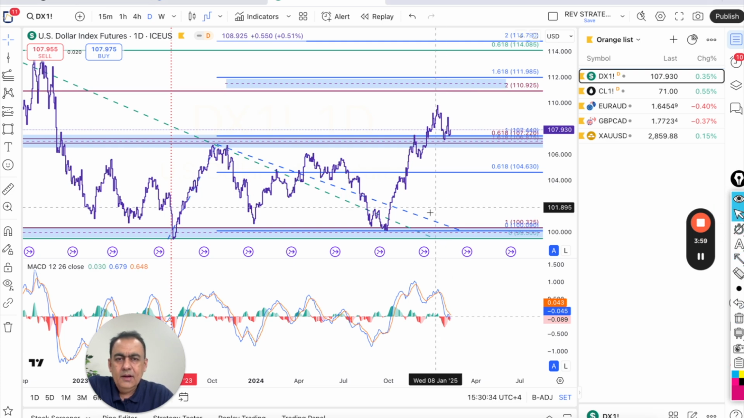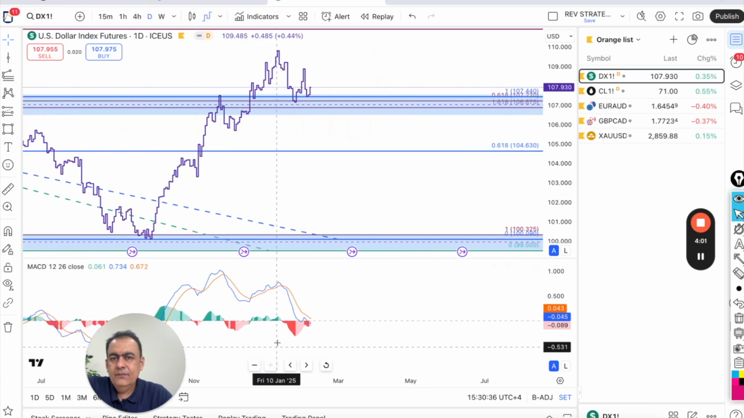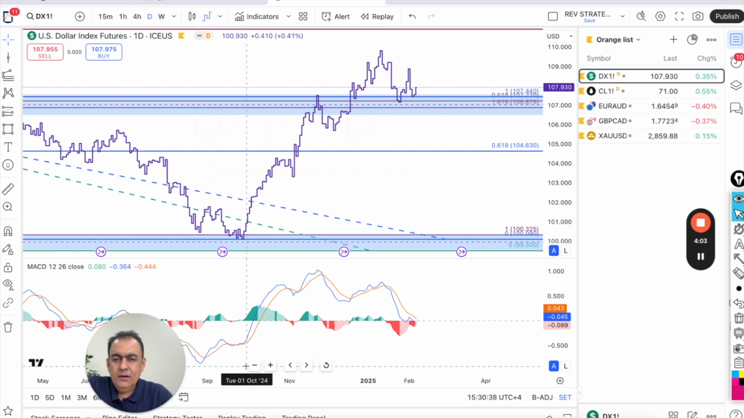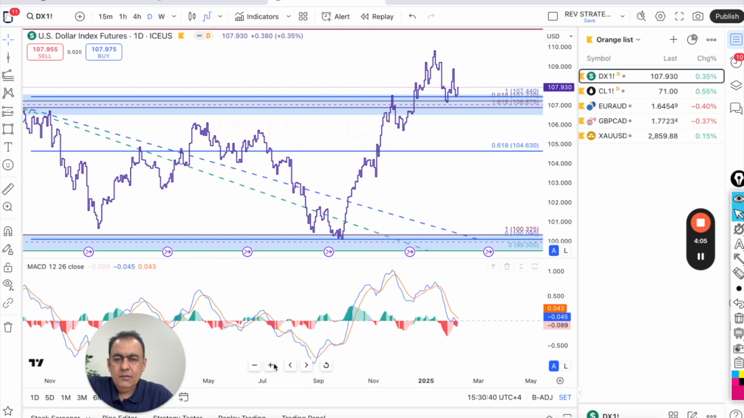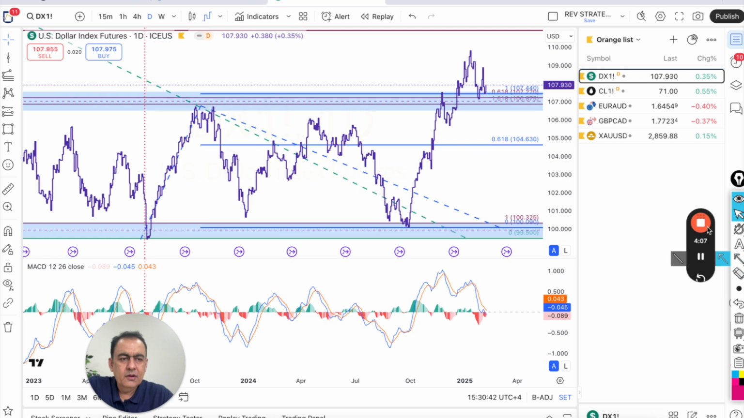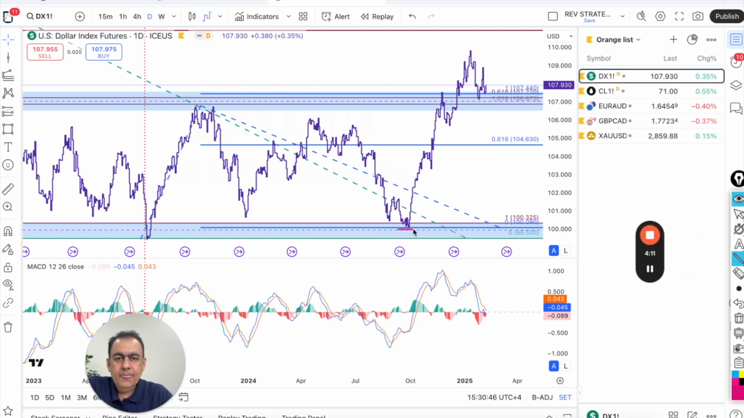Now when I look into the latest bull run, let me zoom out and explain. I'm talking about the last bullish leg where this high is breached. So this turns into support. So this area, which is 107, is now acting as support.